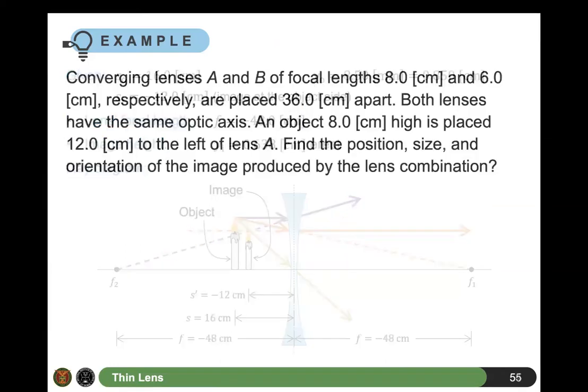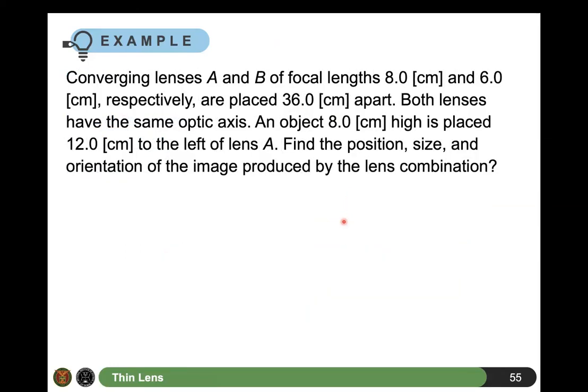Now, you may ask, what if dalawa yung lenses? Or tatlo or many lenses? Okay. So, kapag ganoon, isa-isahin lang natin. So, for example, we have these two converging lenses with focal lengths 8 and 6. And may distance sila 36 centimeters apart. And an object is placed to the left of lens A. Find the position, size, and orientation produced by this lens combination.